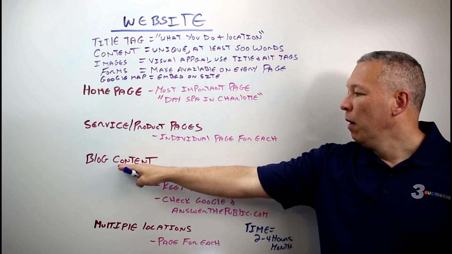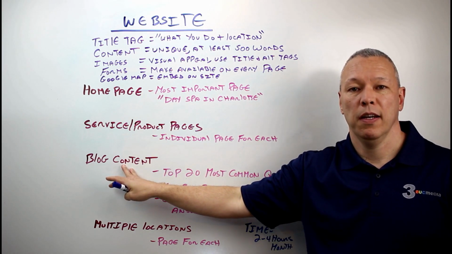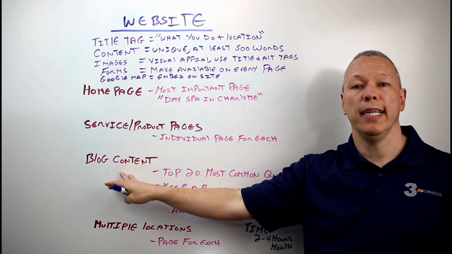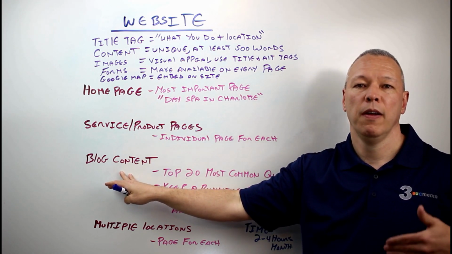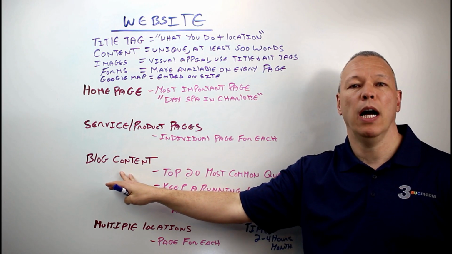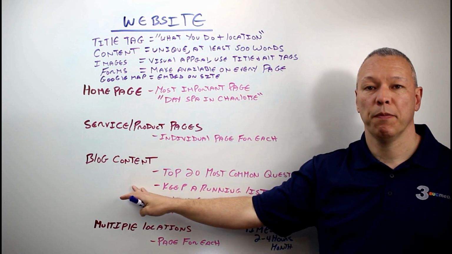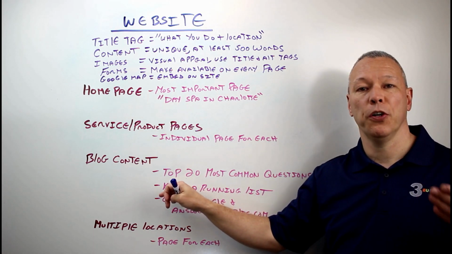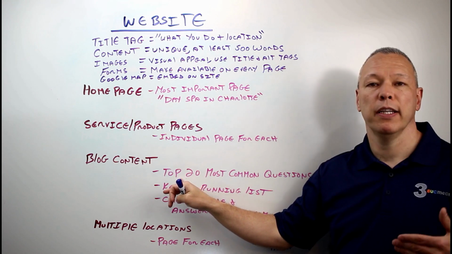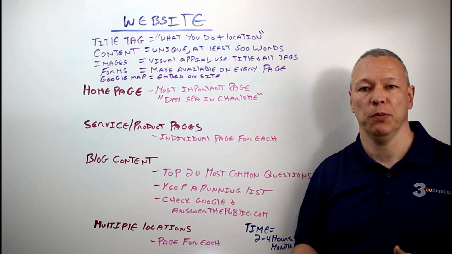Okay, blog content. A lot of businesses struggle with blog content, typically with trying to come up with ideas for blog topics and actually sitting down and writing them. They make it more complicated than it needs to be. A super simple tip for your blog is to sit down with yourself or your team and write a list of your top 20 questions you get from prospective customers.